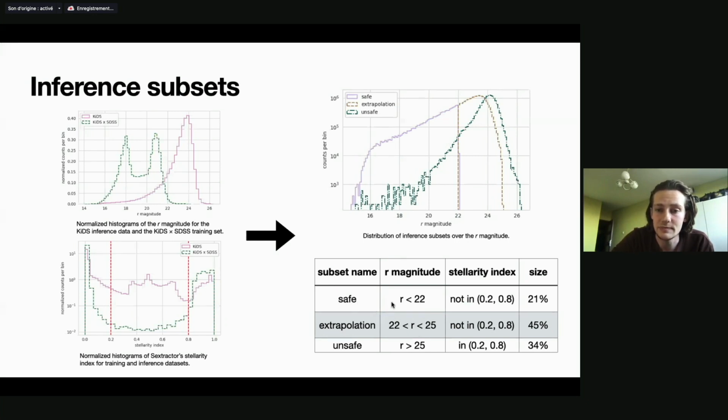So we define a safe subset which is limited to the same magnitude as the SDSS. There's an extrapolation subset which goes to fainter magnitudes, and there's also an unsafe subset, and these are the objects for which the point classifier doesn't work. So basically, in the training we don't have such objects, as the training is brighter. In the inference we do, and we cannot expect the model to work on values of about 0.5, which basically this classifier then tells that it doesn't work, and the model will not understand such new values. So this would be a very random feature for the model.